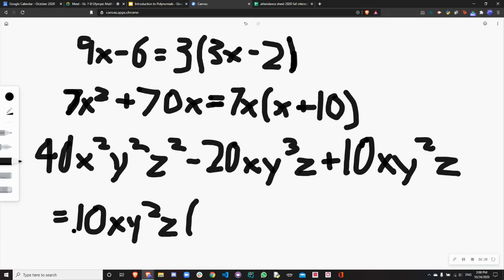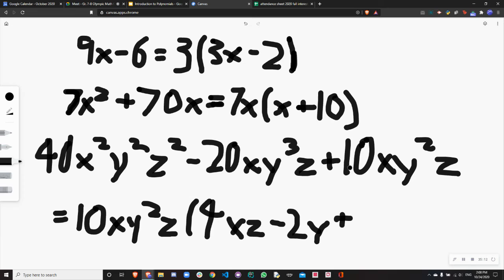So when we factor that, we get, so we're dividing each of these terms by 10xy squared z. So when we do that for the first term, we get 4xz. Now for the second term, we can divide 20 by 10 to give us negative 2. Divide x by x, they cancel out. Y cubed divided by y squared gives you y. Z's also cancel out. And then the final term.